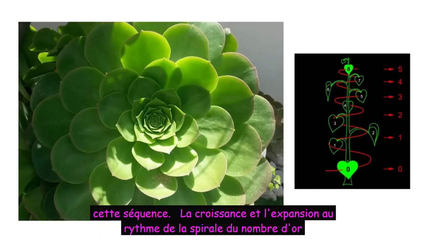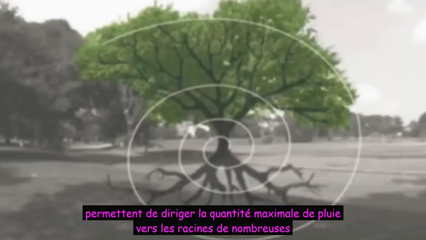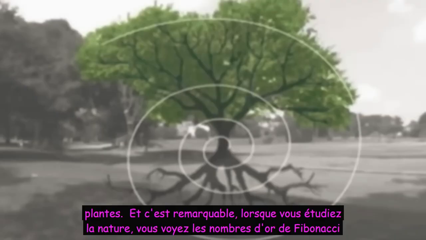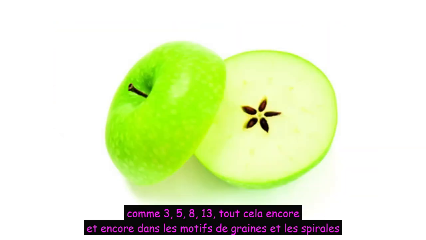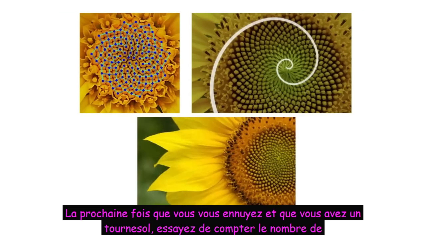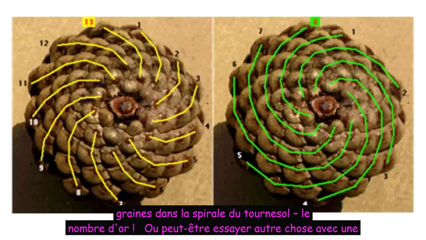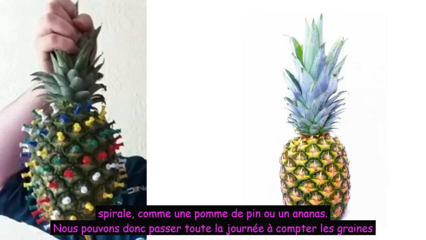Growing and expanding to the rate of the golden ratio spiral allows the maximum amount of rain to be directed down to the roots of many plants. And remarkably, when you study nature, you see the golden Fibonacci numbers like 3, 5, 8, 13, all of that again and again in the seed pattern spirals of plants, as well as in the number of petals. Next time you're bored and have a sunflower, try counting the number of seeds in the sunflower spiral, the golden ratio. Or maybe try something else with a spiral like a pine cone or pineapple.